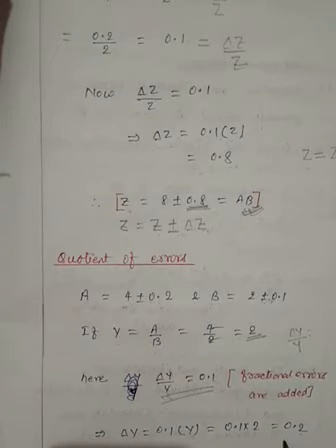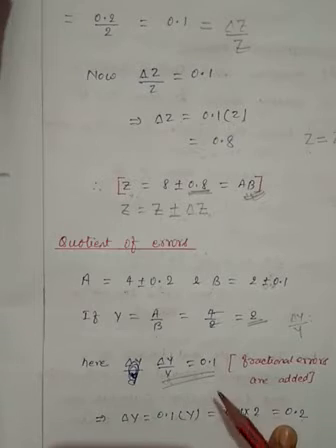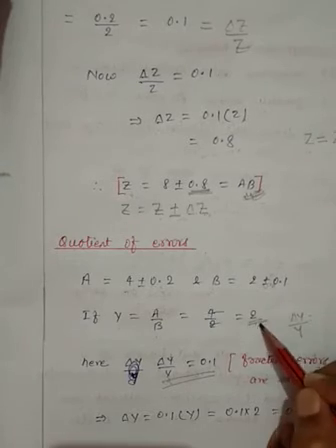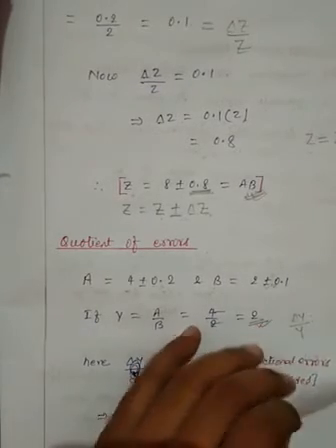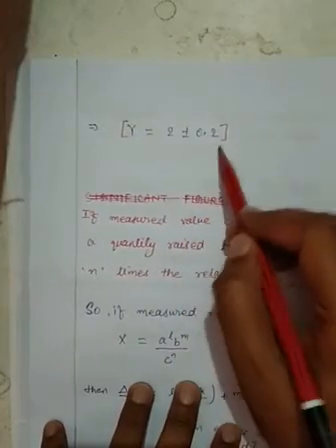So now we have the value of y and the value of delta y. We can now represent this: this is the delta y part, that is the error part, and this is the absolute part. So the final value is coming as y is equal to 2 plus minus 0.2.